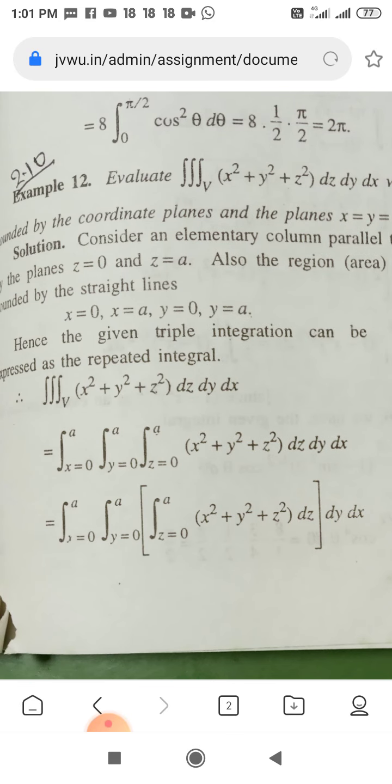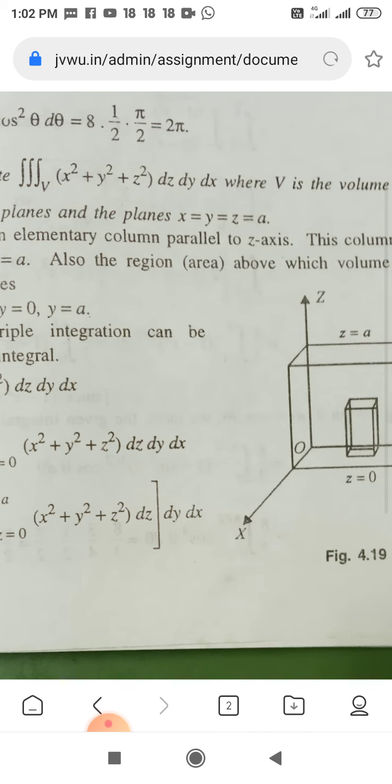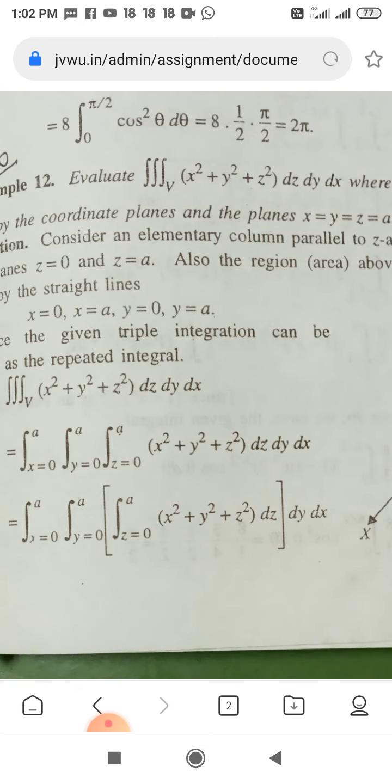So, how to evaluate the volume by triple integration? As we know very well, volume is a three variable function. It has length, breadth and height. So here we have to find the volume by triple integration. This is the problem in front of you.